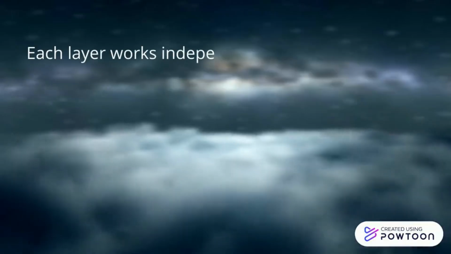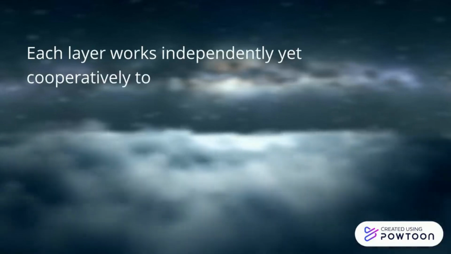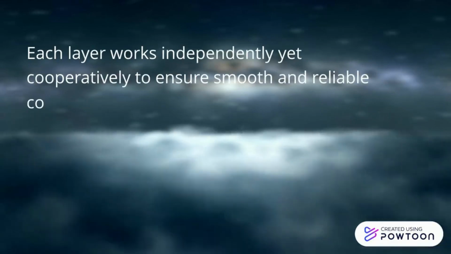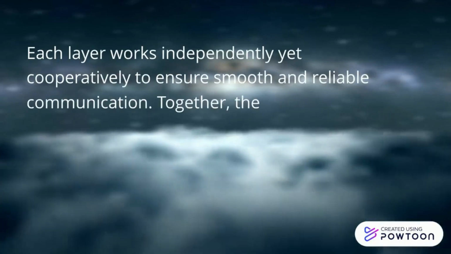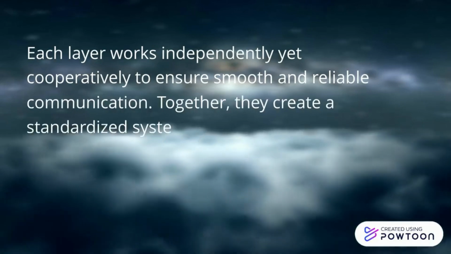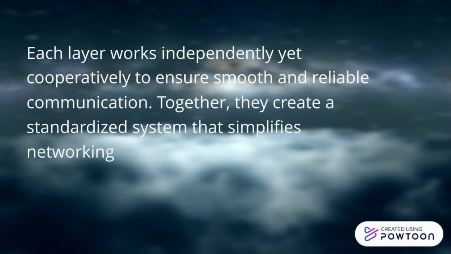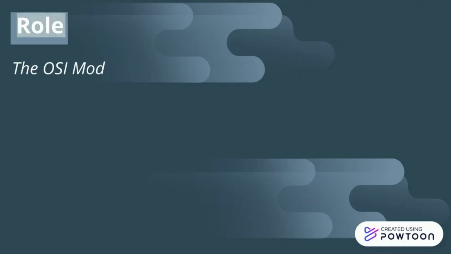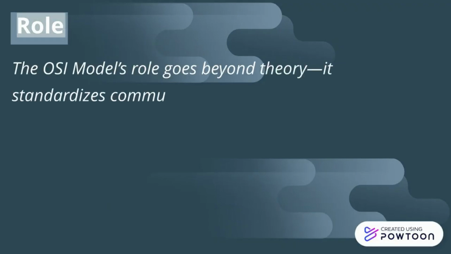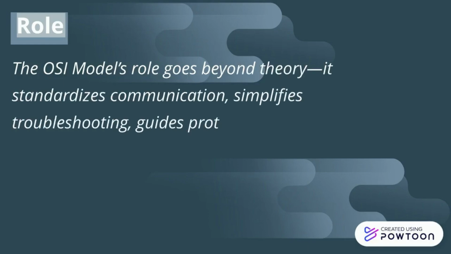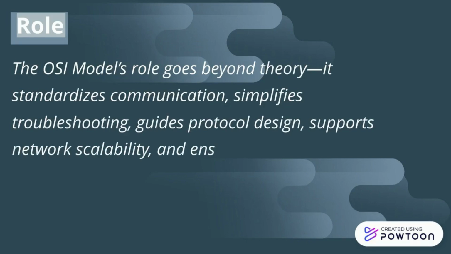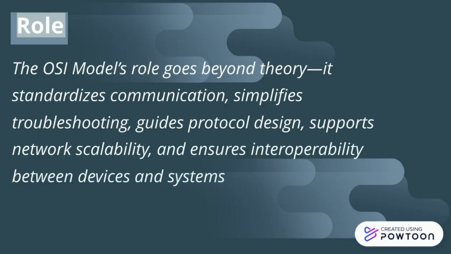Each layer works independently yet cooperatively to ensure smooth and reliable communication. Together, they create a standardized system that simplifies networking across the globe. The OSI model's role goes beyond theory. It standardizes communication, simplifies troubleshooting, guides protocol design, supports network scalability, and ensures interoperability between devices and systems.